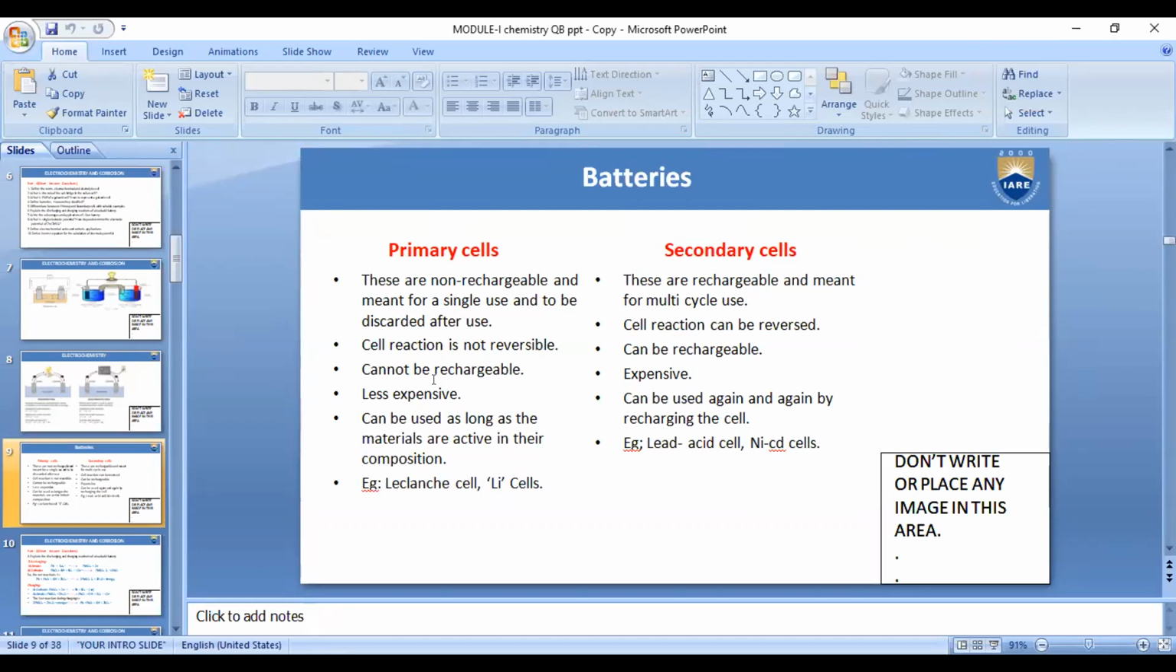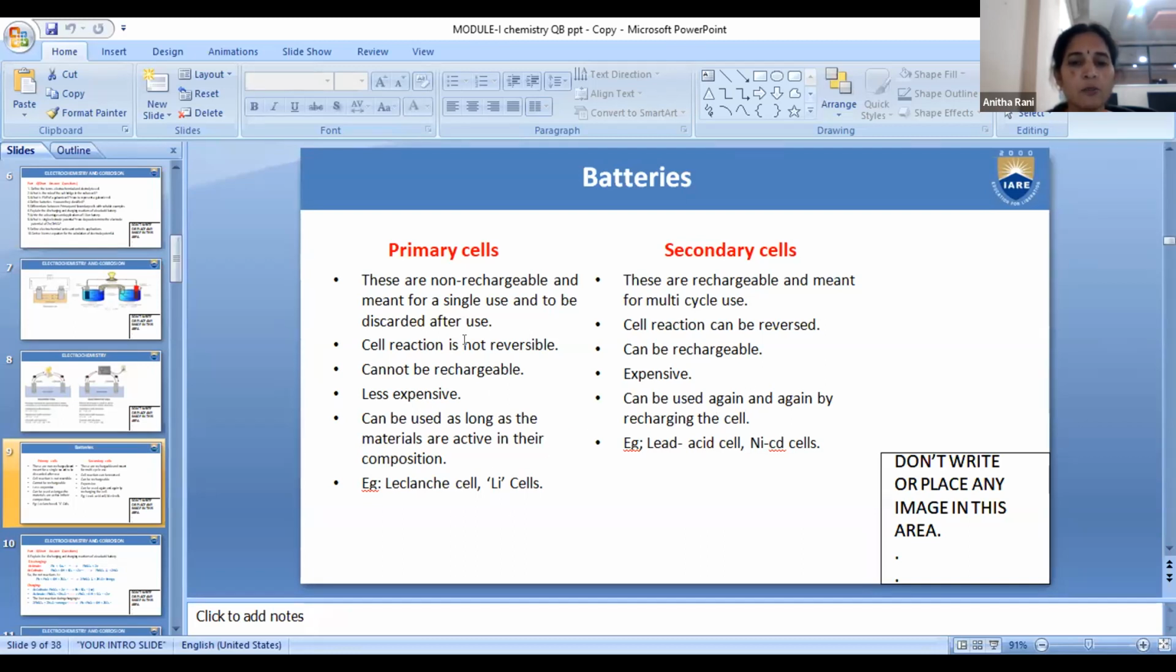What is the discharging reaction in an electrochemical cell? Chemical energy converts into electrical energy during the discharging reaction. Now the charging reaction means electrical energy is converted into chemical energy.